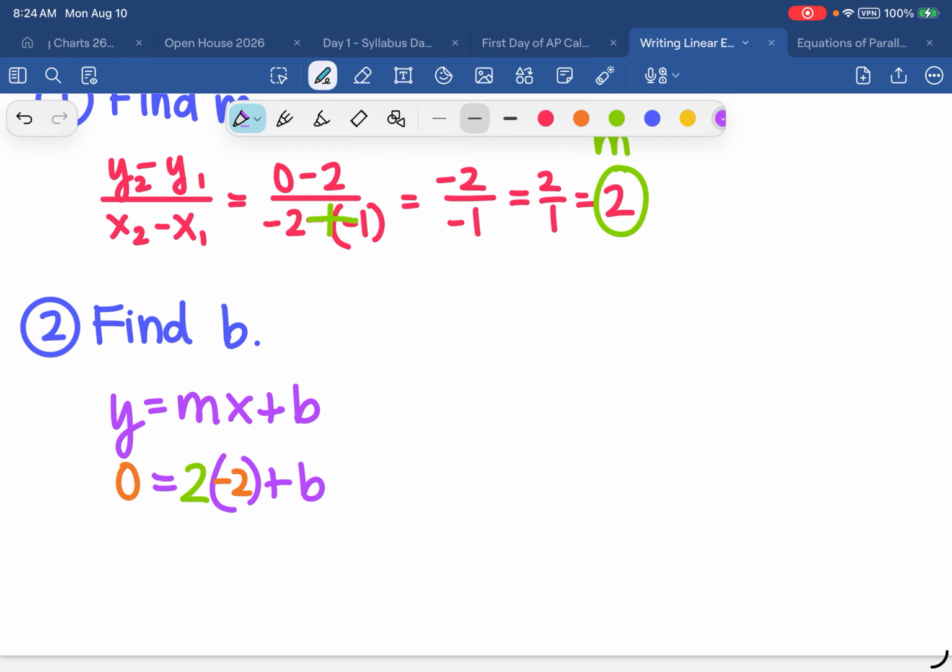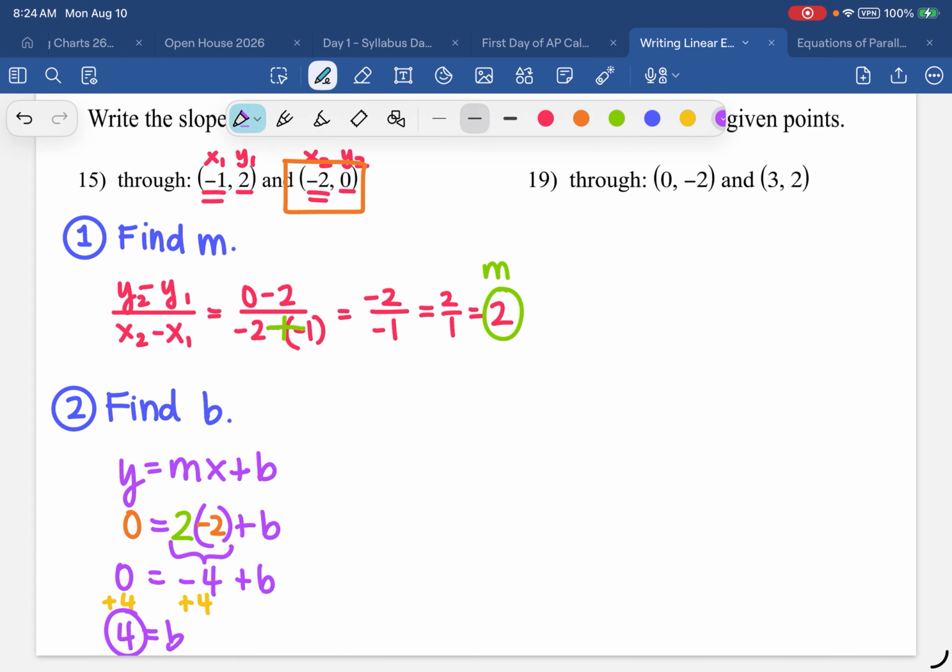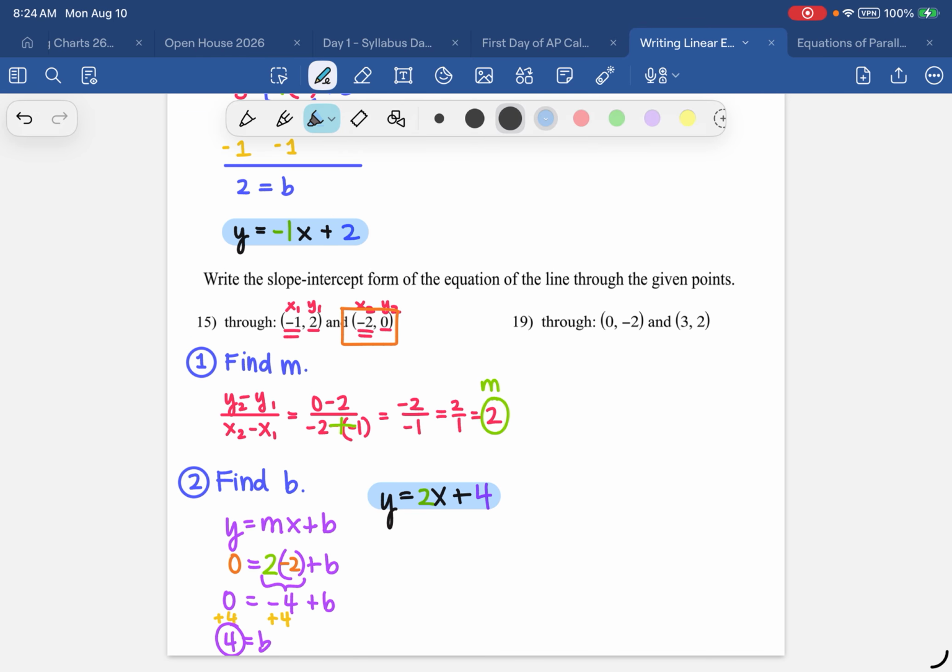Now I just solve for b. 2 times -2 is -4. So 0 equals -4 plus b. To solve for b, I'll add 4 to the other side. So we get b equals 4. Now we have an m and a b, so we can write the equation of our line: y equals 2x plus 4. That is the equation of the line that goes through the two ordered pairs, -1, 2 and -2, 0.